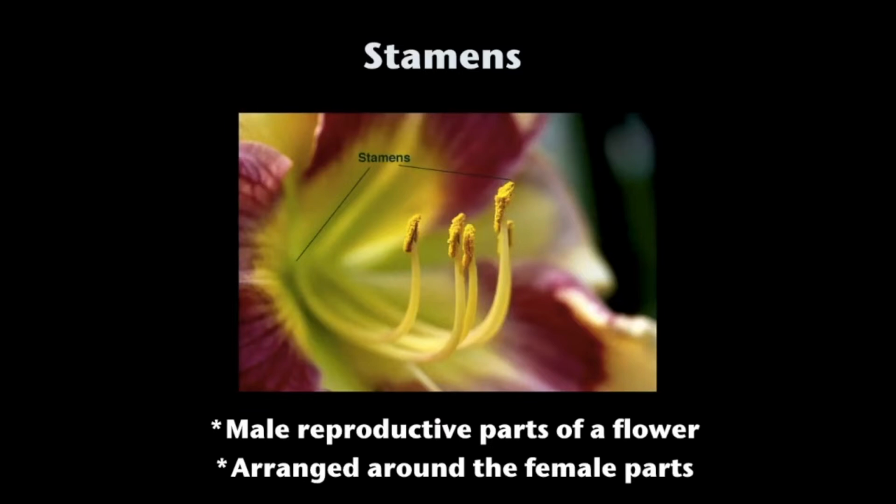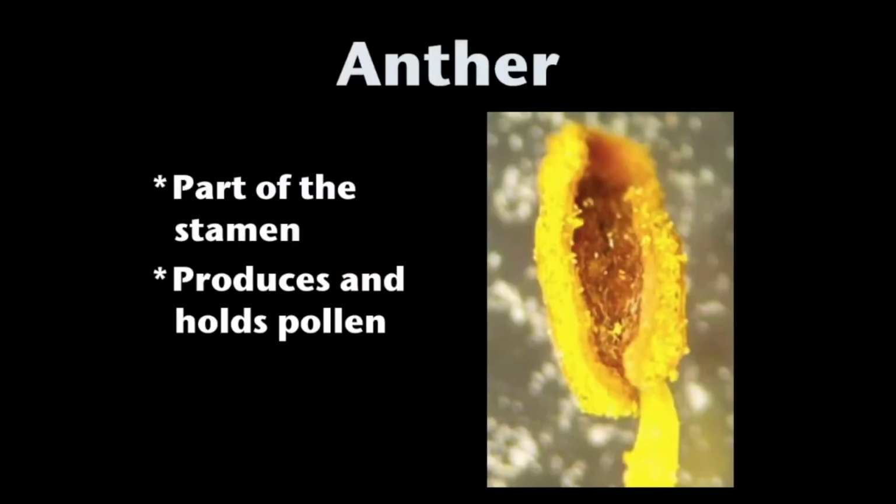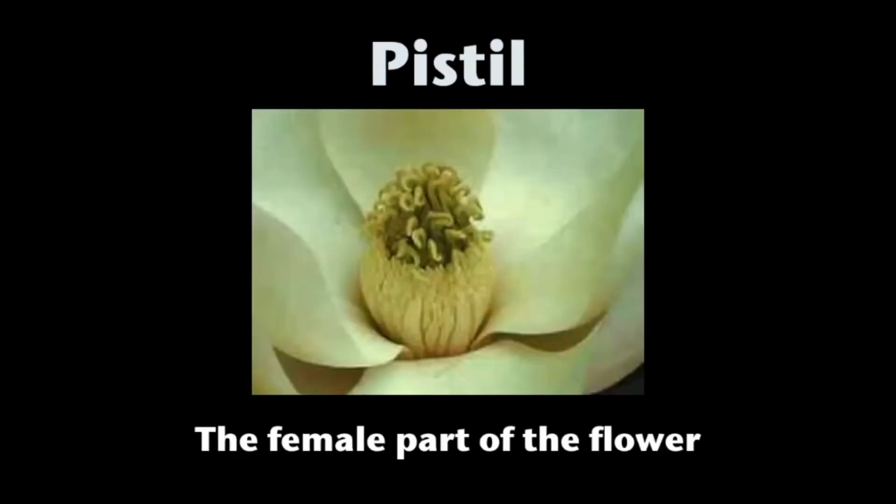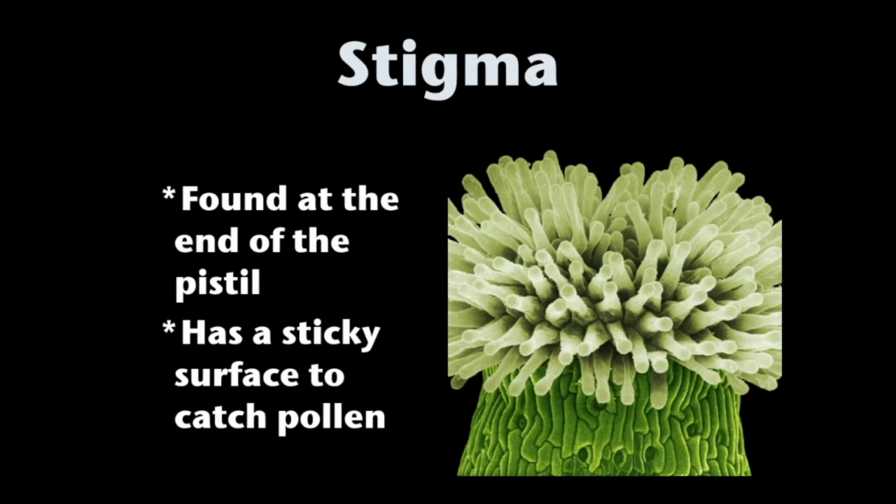The stamen is the male structure, and this is usually surrounding the female structure in a monoecious plant. The anther is part of the stamen that produces the pollen. This is usually at the very top or tip. The filament holds the anther. Then we move to the female part, the pistil or the carpel. The stigma is the top sticky part, sticky stigma, that catches the pollen.